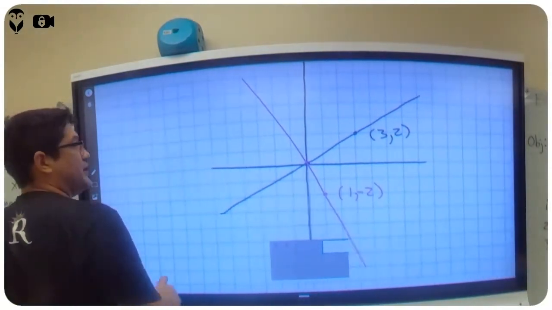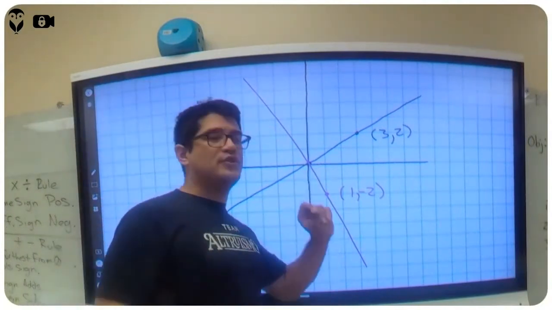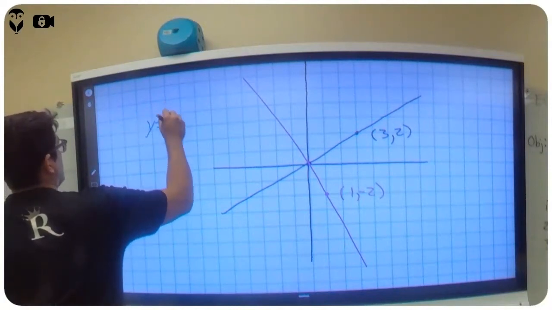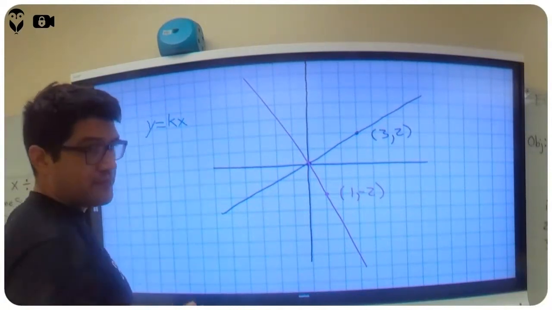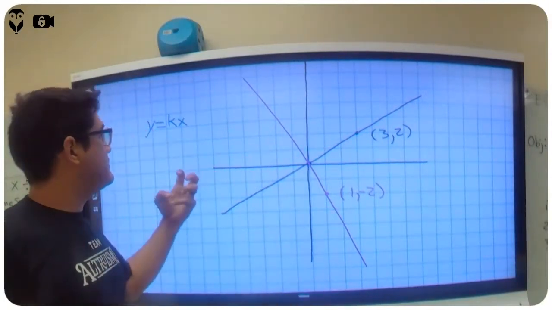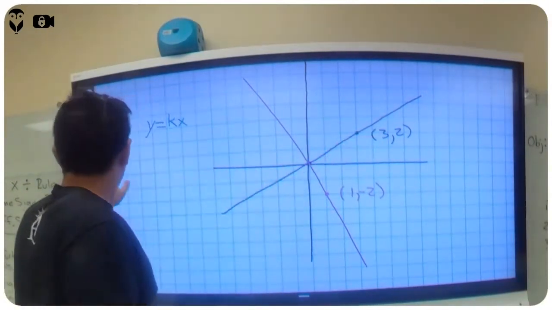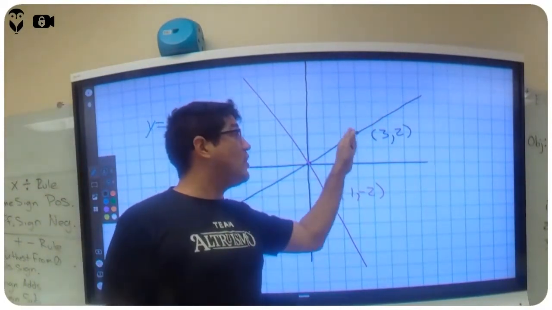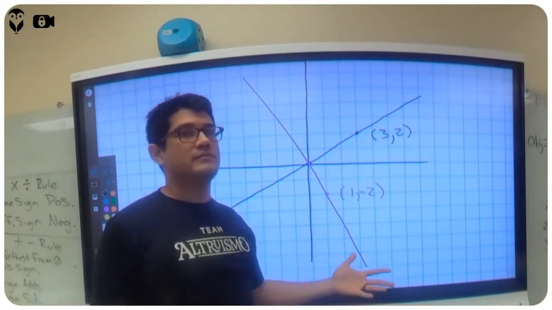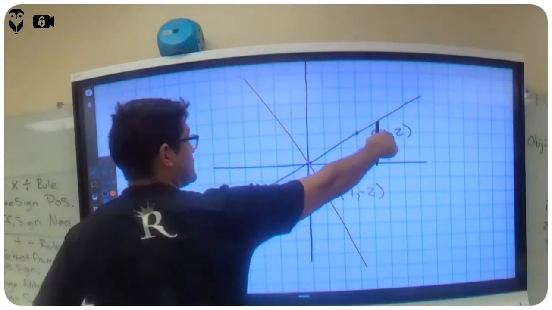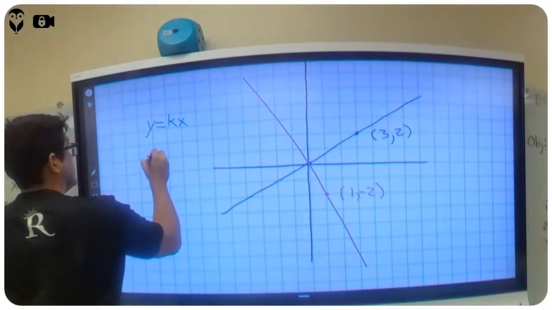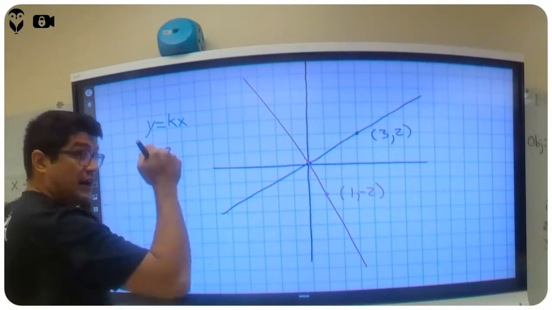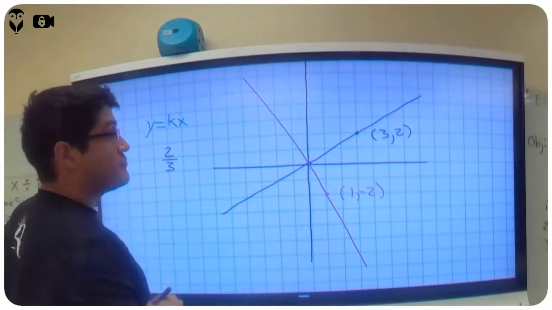Over here, this is a direct variation. How do I know they're direct variations? They're going through 0, 0. That means they follow this formula: y equals kx. k is the slope. What's easy about these is that, we'll do the black line first, any point, except for 0, 0, any point that's on this line is the slope. So what's the slope for the black line? The slope is 2 over 3. Remember, it's y over x. That's the slope. So what's the equation?